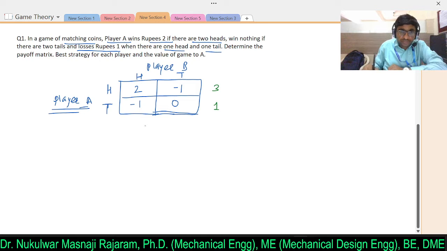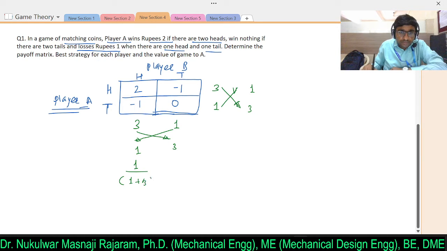Likewise for the column also. 2 minus -1, that will be 3. -1 minus 0, that will be 1. Clear? Then interchange the values. So this is the principle of arithmetic interchange. So here I will consider 1, here I will consider 3, here I will consider 1, and here I will consider 3. Clear?